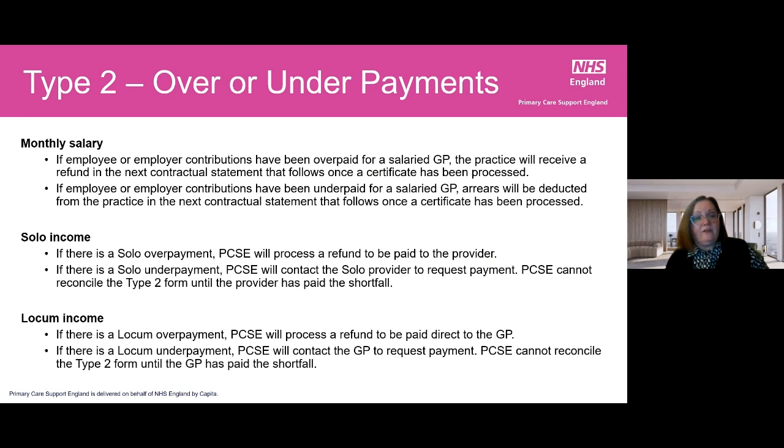So if the outcome is that you've overpaid on locum contributions, then in this instance we are allowed to refund direct to yourself. So any overpayment for employee contributions on locum work would be paid direct to the GP. And if it turns out that you should have been paying at a higher tier rate, and therefore there's a shortfall, we will contact you to request that shortfall payment. And again, until all these locum reconciliations are done, we can't finalise the Type 2 form and can't update your NHS pensions record.